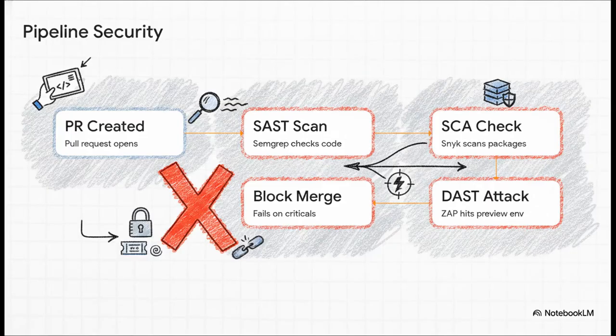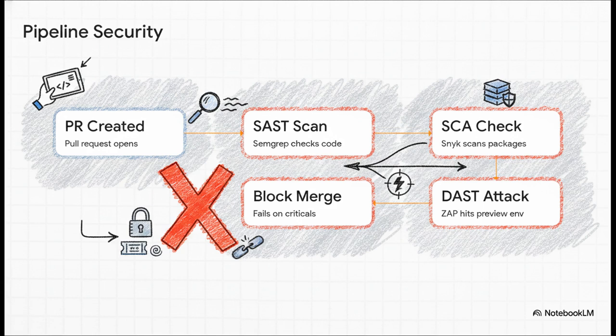When you actually integrate all this, it builds a true CI pipeline security gate, say in GitHub Actions. Let's walk through it. A single pull request is created. This sequentially triggers Semgrep for SAST, Snyk for SCA, and ZAP for DAST. This is what we call security as code. It's repeatable, it's enforceable, and it is totally transparent. A developer opens a PR and instantly, the code is checked, dependencies are scanned, and a preview environment is attacked.